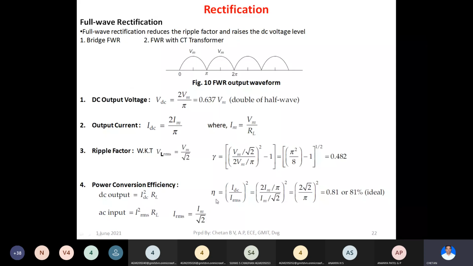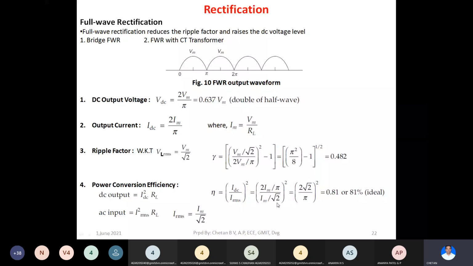So use this equation. In the numerator, you substitute the value for IDC. The value of IDC is 2Im by pi, so substitute 2Im by pi. In the denominator, you substitute the value for IRMS. IRMS is Im by root 2.